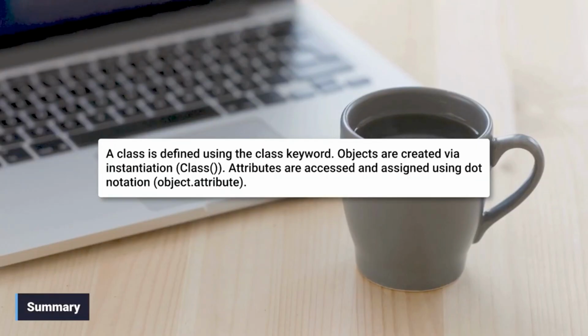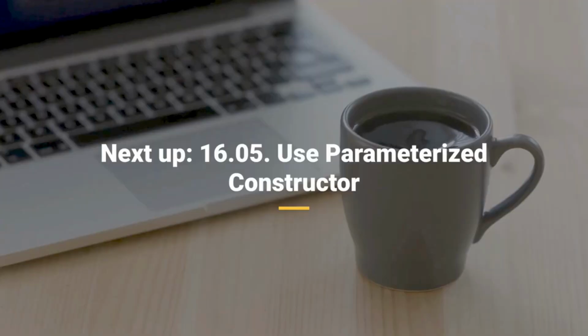To summarize, we've created our first class and objects. However, dynamically assigning attributes like this is messy. We need a way to initialize the objects with data immediately upon creation. This is where constructors come in. Constructors allow us to pass data to an object when we create it, ensuring objects are properly initialized. Our next lecture, 16.05: Use Parameterized Constructor. See you there.